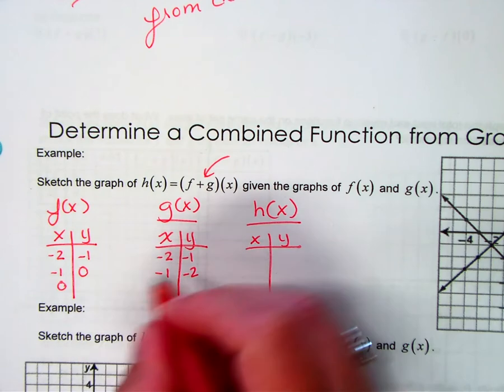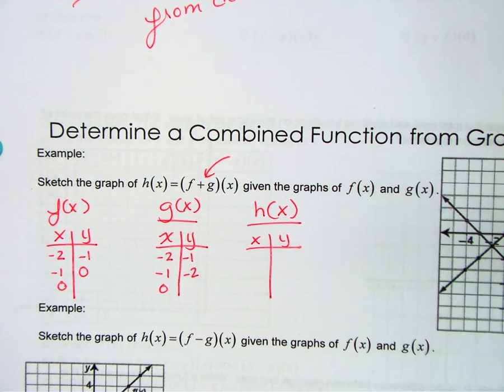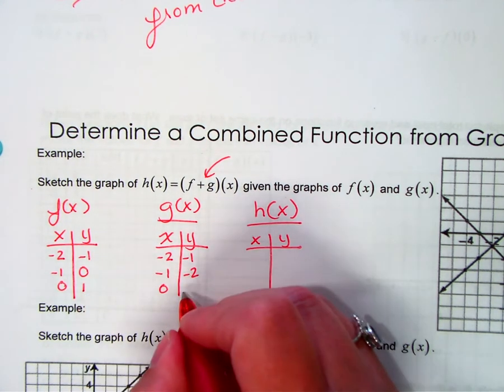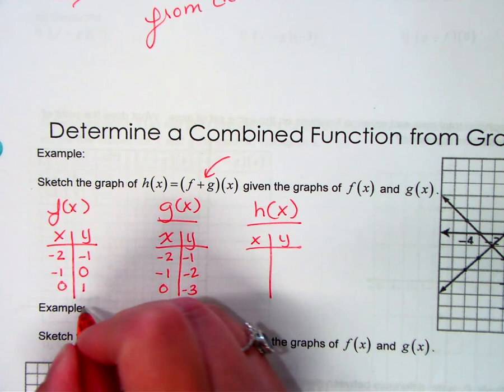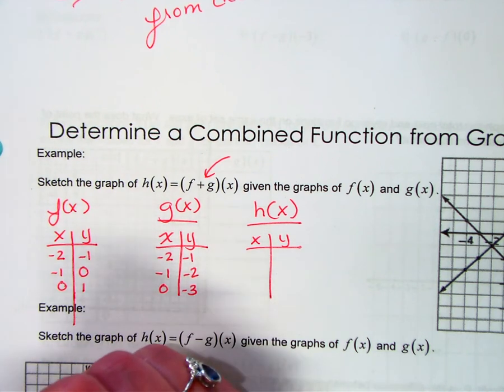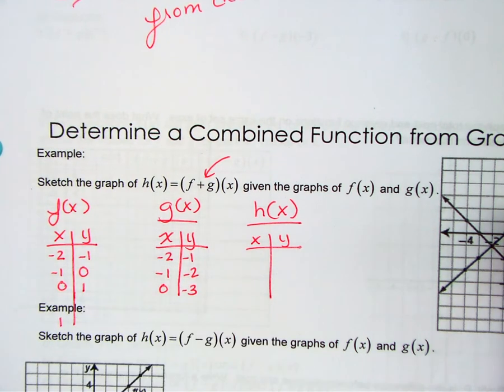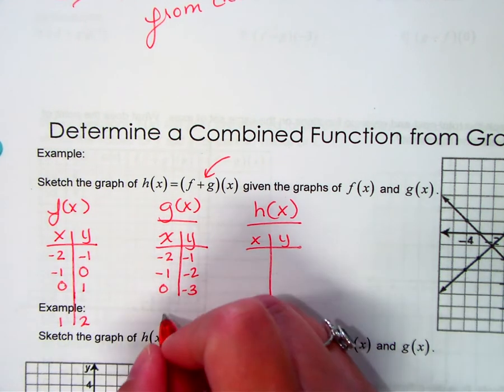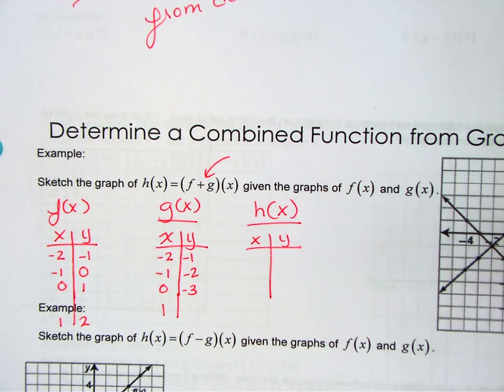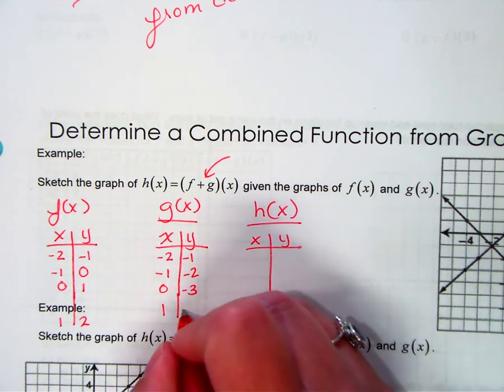Pick 0 next. So on the f of x graph, I'm at 1. And on the g of x graph, I'm at -3. We should probably pick a positive value just for funsies. 1 and 2. And this one will be 1 and -4.